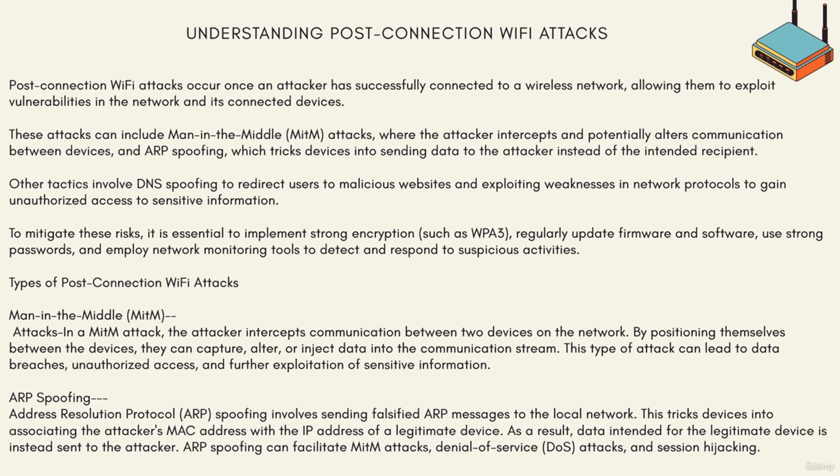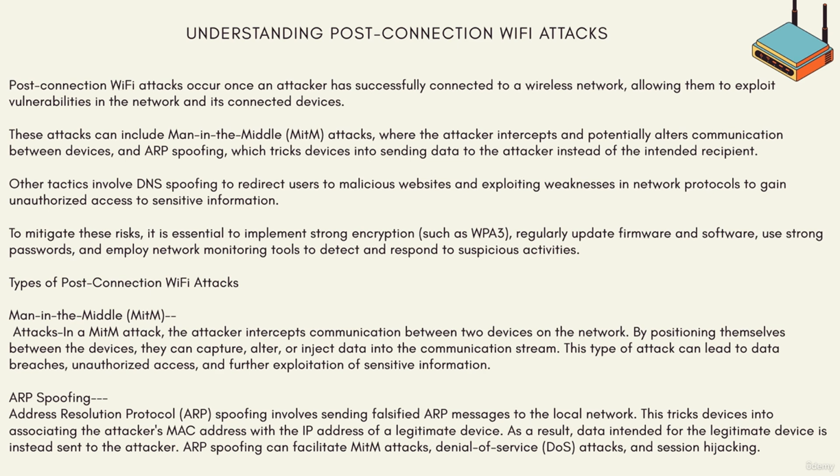To mitigate these risks, it is essential to implement strong encryption such as WPA3 and WPA2 AES, regularly update the firmware and software, use strong passwords, and employ network monitoring tools to detect and respond to malicious activity. Now let us take a look at the types of post-connection Wi-Fi attacks.